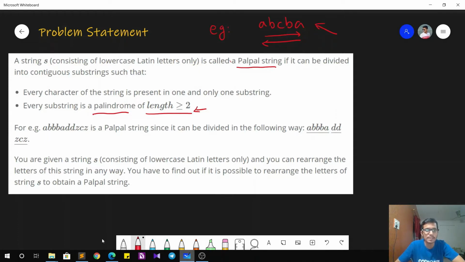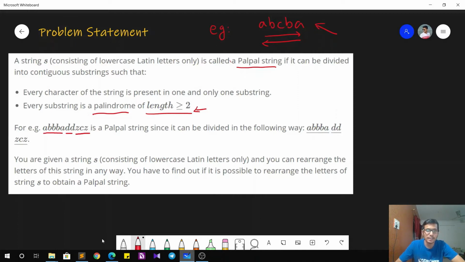For example, it's given over here that this string is a PALPAL string because ABBBA is a palindrome, then DD is again a palindrome, and ZCZ is also a palindrome. So I can break my given string into multiple substrings such that they are continuous and they are also palindromes of length greater than or equal to 2.